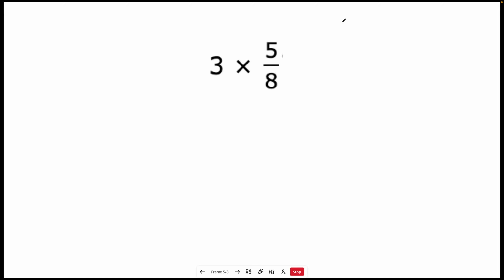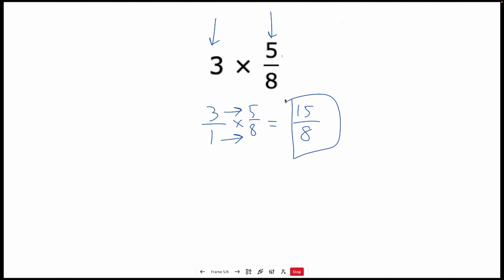Now for this problem, you'll notice that this is just a fraction. This is a regular number, a whole number. And so the way that you have to think of this is just think of 3 as 3/1, because you can write any regular number over 1. So this is 3/1 times 5/8. And now we just repeat that process we learned. Top numbers, 3 times 5 is 15. Bottom numbers, 1 times 8 is 8. And this is our final answer.